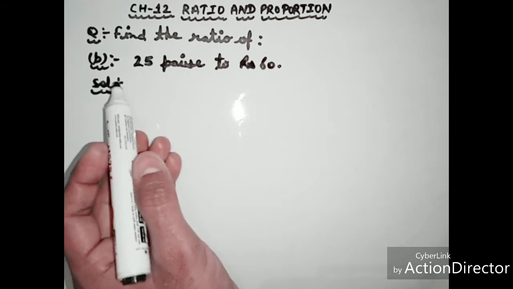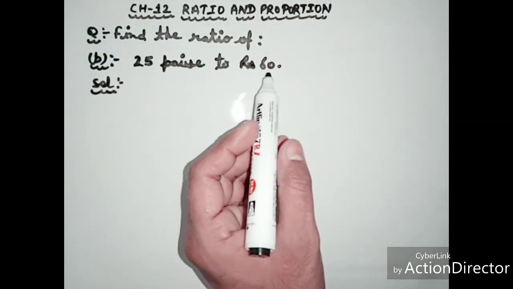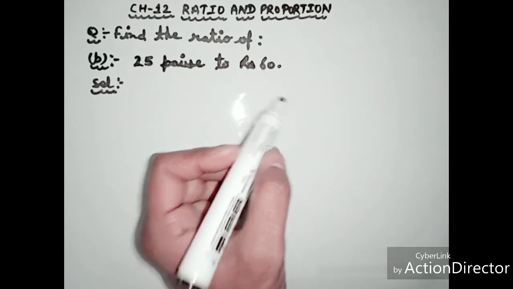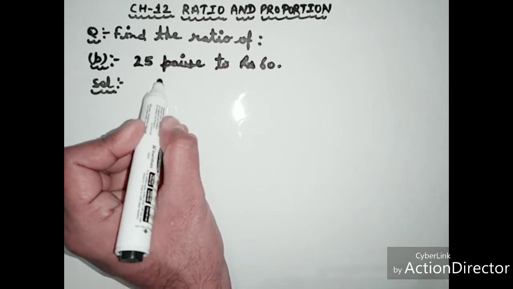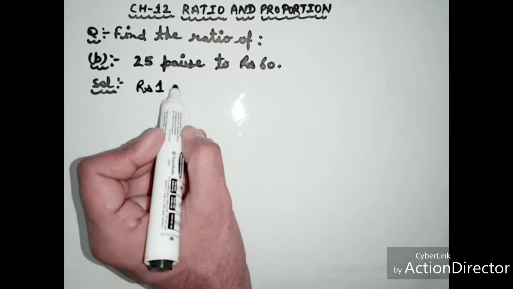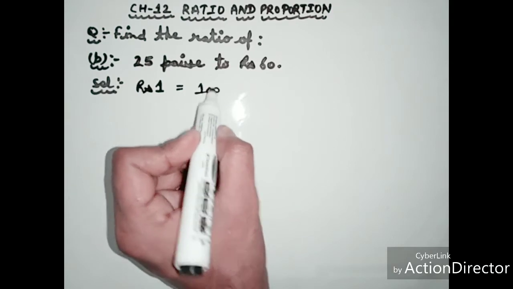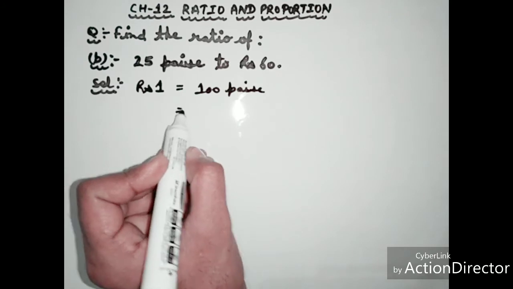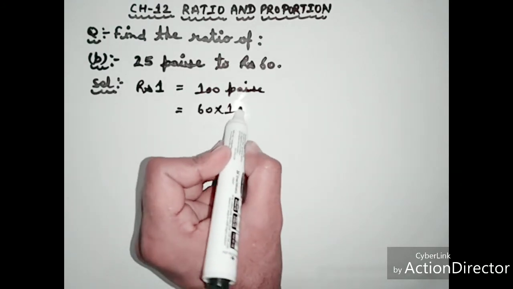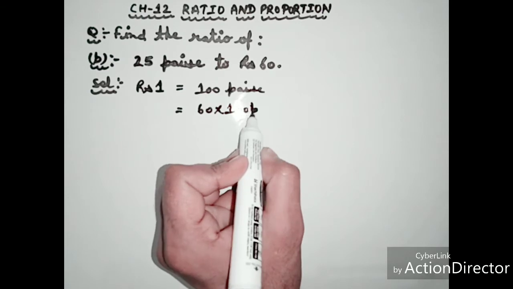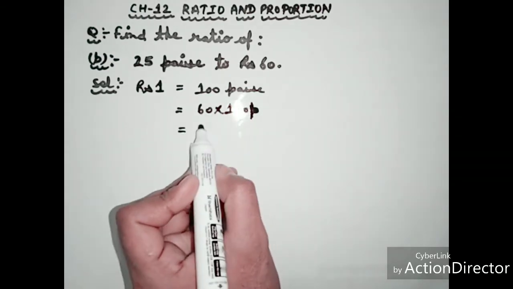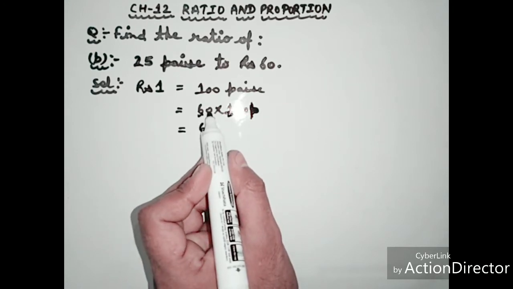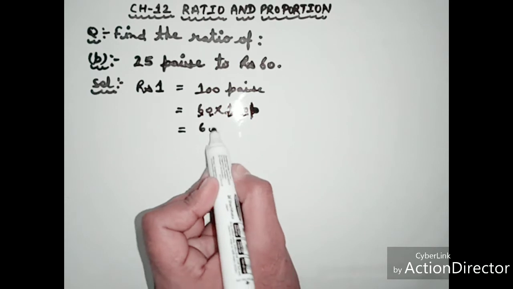Now example number B, 25 paise to 60 rupees. So here first we change rupees into paise. How many paise are in 1 rupee? 100 paise in 1 rupee. So here multiply 60 by 100 paise. So here we get 6 ones are 6, and after that we put 3 zeros.